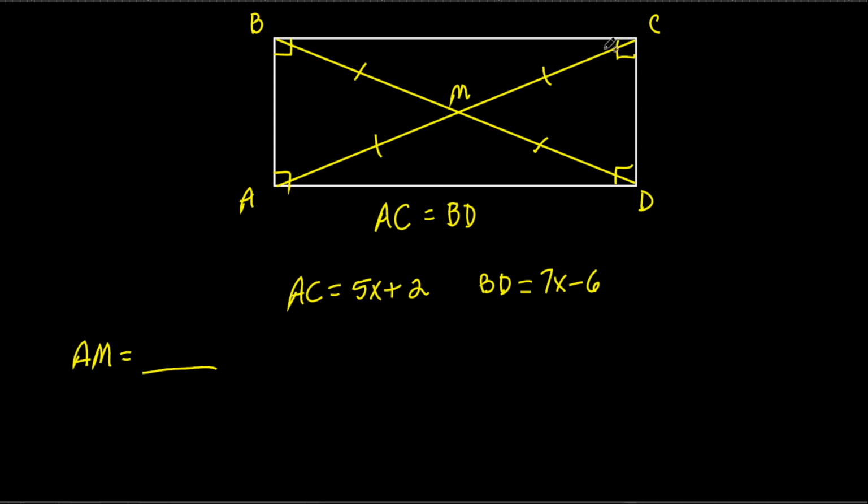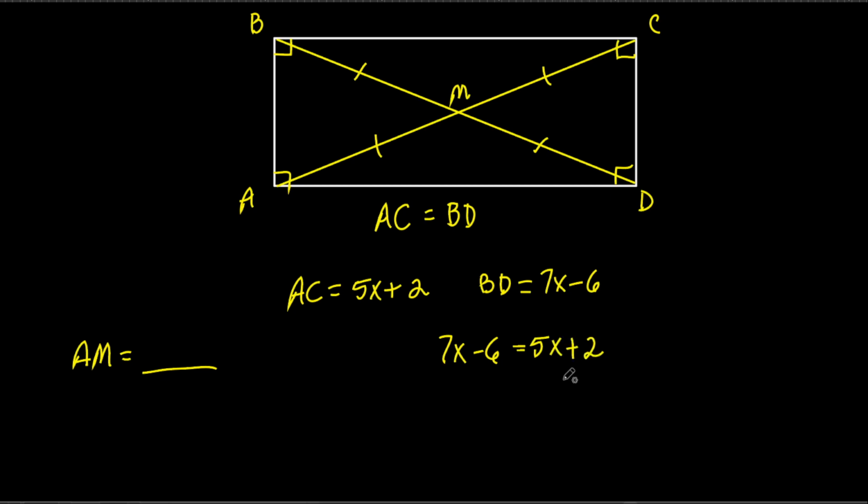Okay. So why are they equal to each other? Because the diagonals of a rectangle are equal or congruent, right? So AC is a diagonal, BD is a diagonal. They kind of give you what they're equal to, right? So what do you do? You set them equal to each other because the diagonals are congruent. I would do it like this. I'd put the 7 first. Doesn't make any difference.